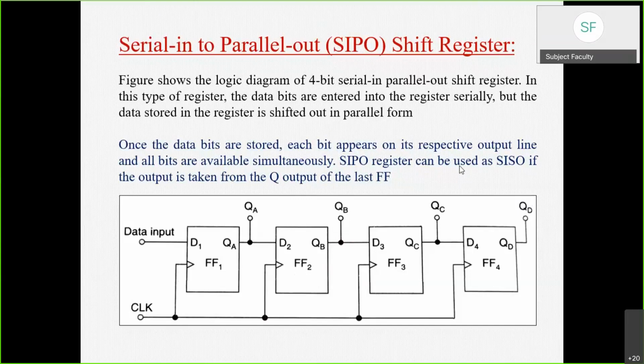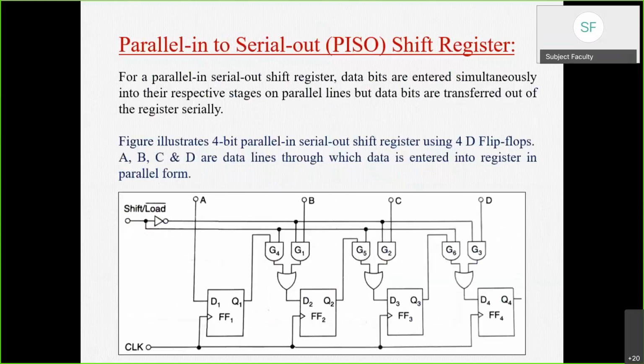So now the next shift register is quite important, and it is different from these two. In the sense, its logic diagram is also different and quite complicated, as it seems. So now the third one is parallel in and serial out, that is the PISO shift register.